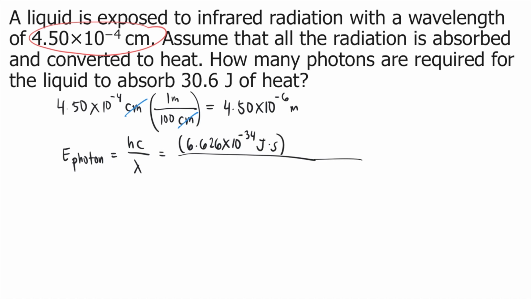C, as we know, is the speed of light, which you should also memorize. That's 2.998 times 10 to the 8 meters per second. Divided by lambda, the wavelength in meters. So that's 4.50 times 10 to the negative 6 meters. As you can see, the meters would cancel out, the seconds would cancel out, and the remaining unit is joules, which is the unit of energy.